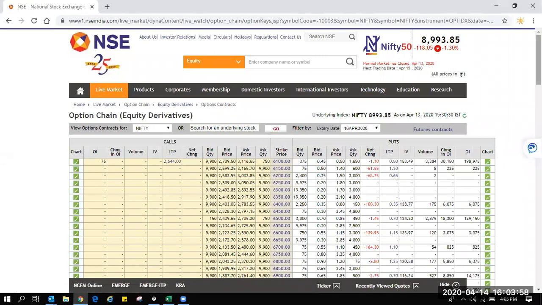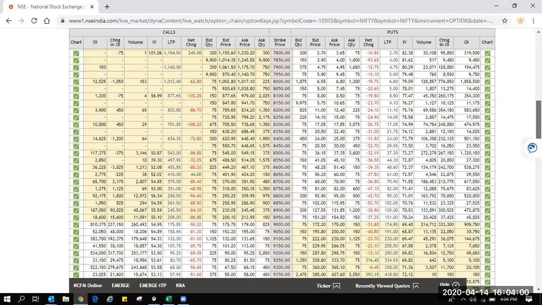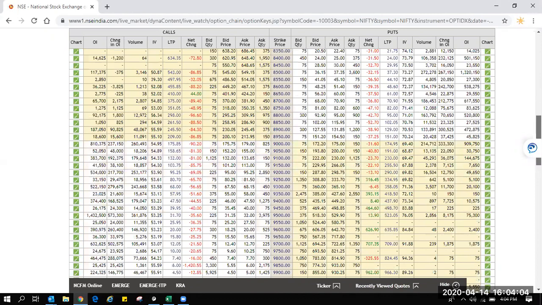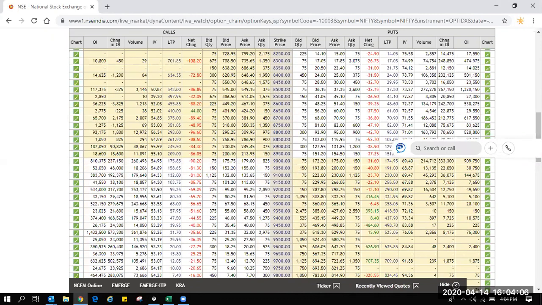Today I'll be explaining the option chain, how to read the option chain in a very simple way, and we'll take some examples also on a few of the stocks, and you can analyze later on with the help of this.